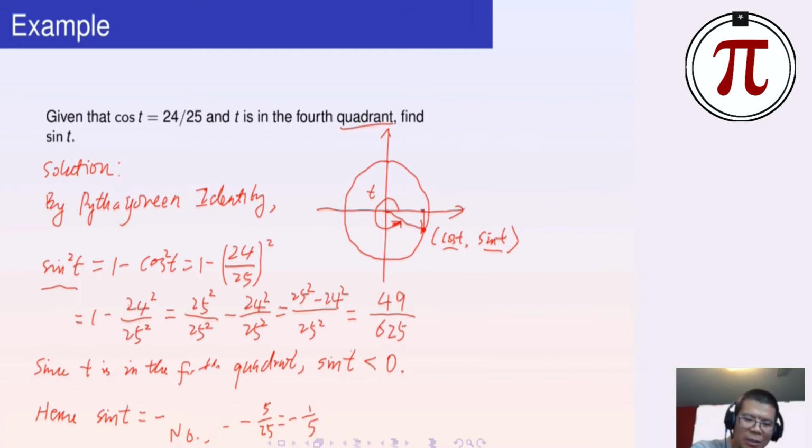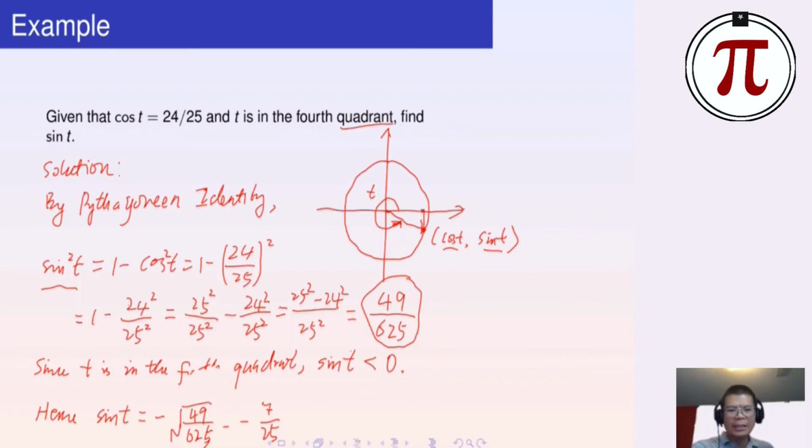All right, so this should be the square root of 49 over 625. I forgot to add them up. So this one is going to be 7 over 25. Yes, this looks better, right? Okay, very good. So sine of t is negative 7 over 25. Sine of t is negative. So be careful in the calculation, right? Sorry, I made an error here. So it's negative 7 over 25.